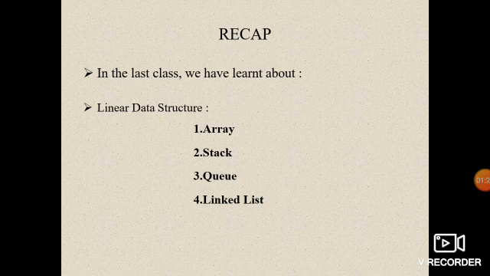A linear data structure is nothing but arranging the elements in a linear or sequential fashion. Linear data structures allocate memory in a continuous manner. In that, we have four examples I'm taking: array, stacks, queues, and linked list. First, coming to the array.